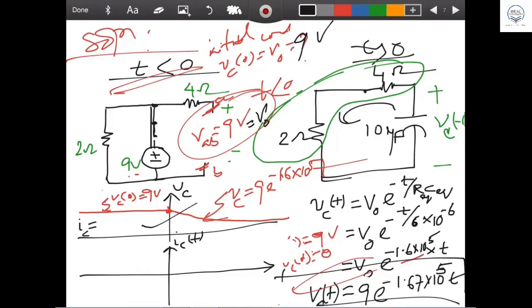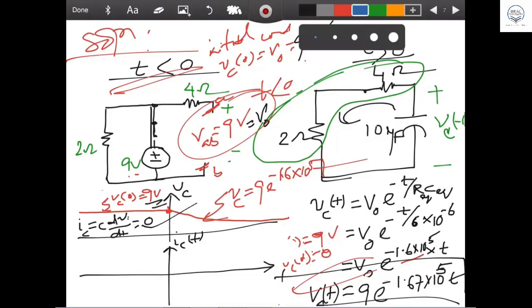Sir, for t less than 0, IC is equal to 0. How did you get that one? We need to know the formula. Yes, sir. It is IC equal to C dVc by dt. Beautiful. dVc by dt means it is 0, because Vc is constant at 9. So it is 0. Excellent. So IC equal to 0.